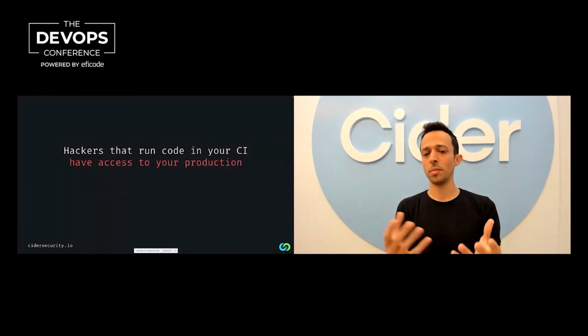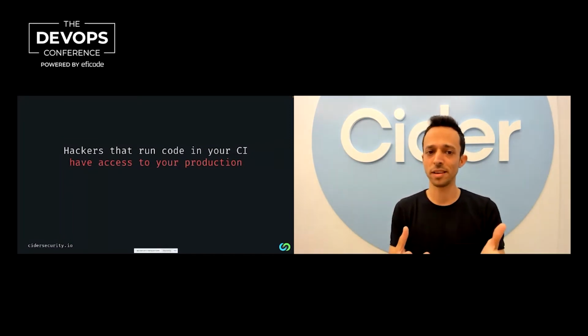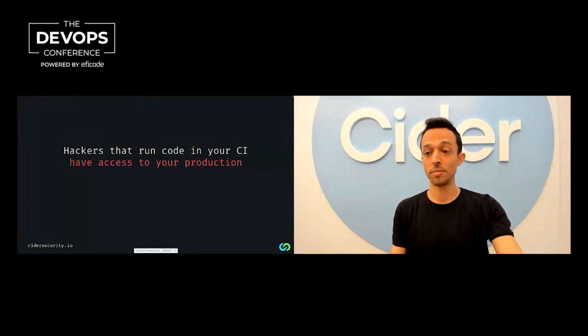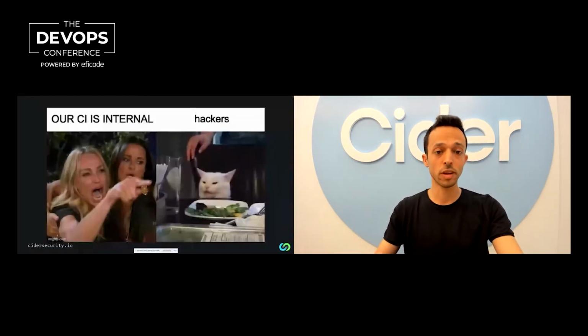You might think, hey, you can't run code in my CI as an external attacker, right? My CI is internal, it's behind the firewall, it has authentication, and maybe you implemented RBAC, role-based access controls, and the hackers are like, okay. So let's move on and get to the point and start talking about how hackers can hack your pipelines.